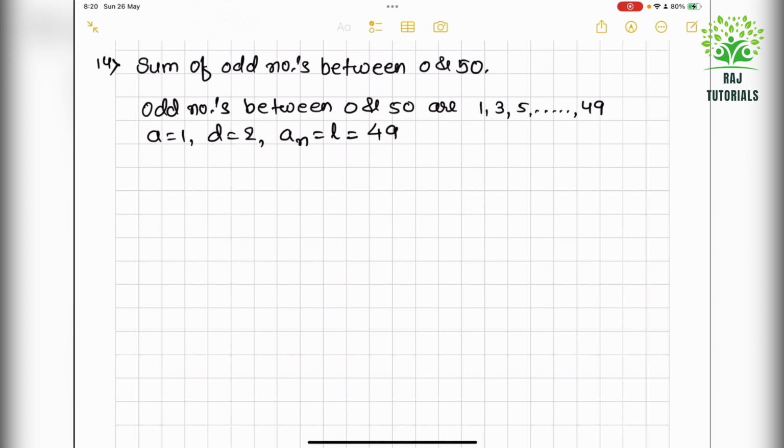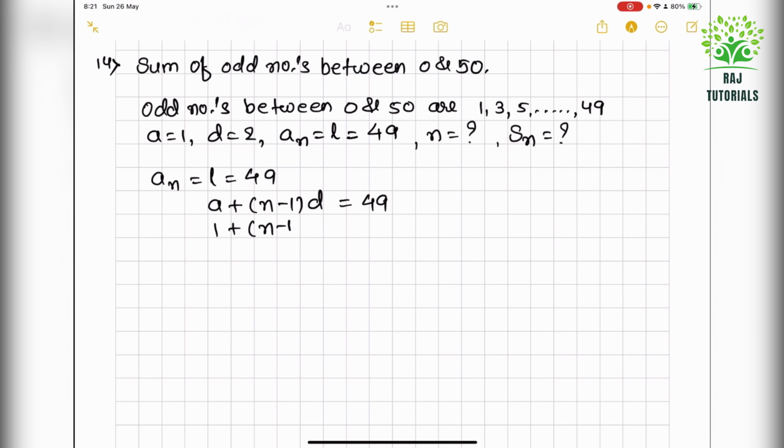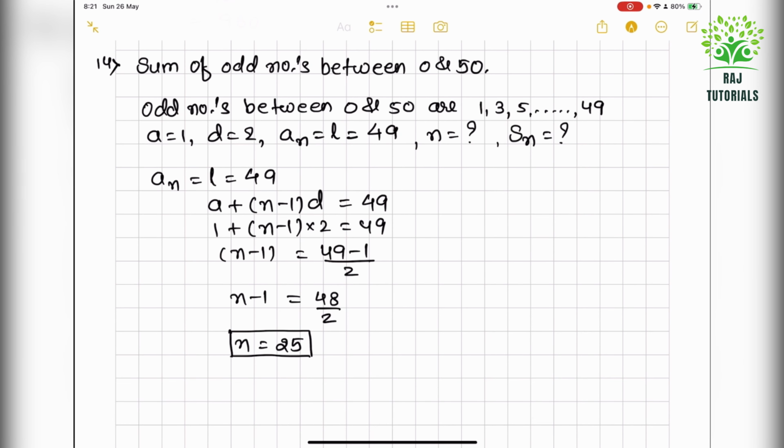But I don't know how many numbers there are. So n I don't know and I have to find the sum. So to find the sum I will need n. So a_n, that is L, equal to 49 is there. L means a plus (n minus 1) d, that is 49. So putting the value, 1 plus (n minus 1) into 2 equal to 49. So n minus 1 will be equal to (49 minus 1) divided by 2. So n minus 1 equal to 48 by 2. So n equal to 25. Now I know that I will get 25 terms between them.